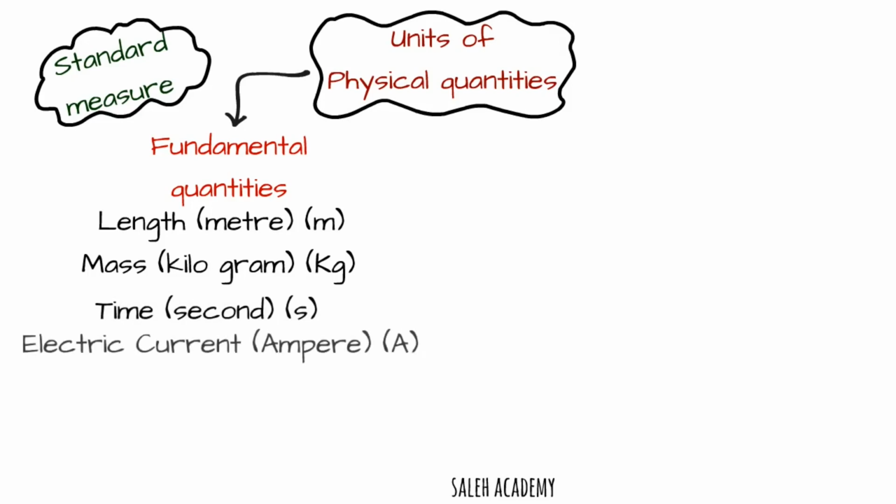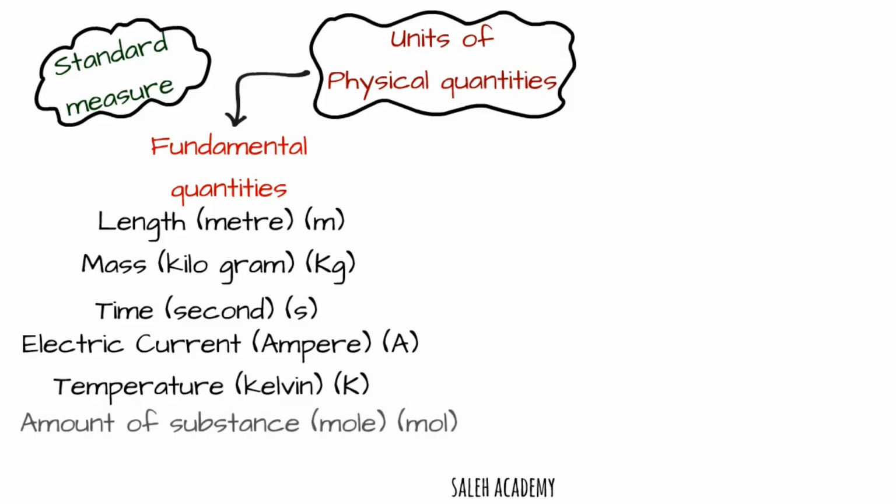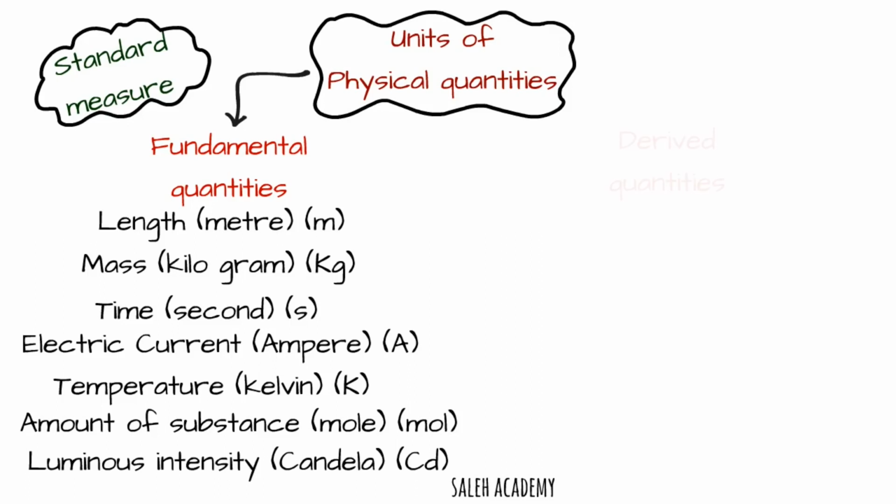Unit of electric current is ampere, or we can write it as a capital A. Unit of temperature is Kelvin or K. Unit of amount of substance is mole, or we can write it as mol. And finally, the unit of luminous intensity is candela or cd. These are the units of fundamental quantities which do not need another unit for measurement.